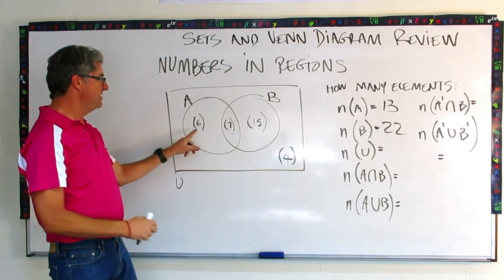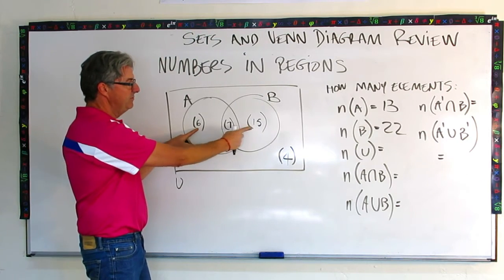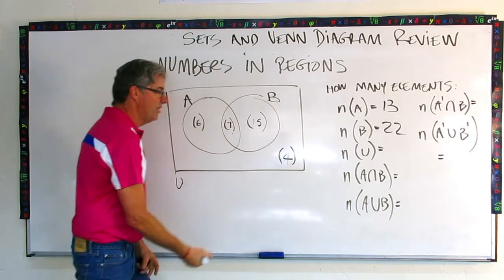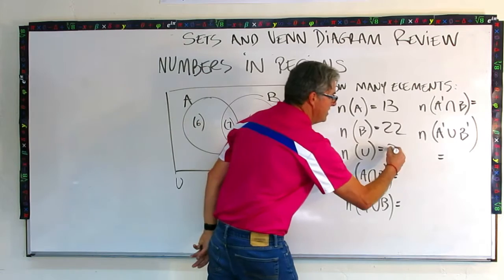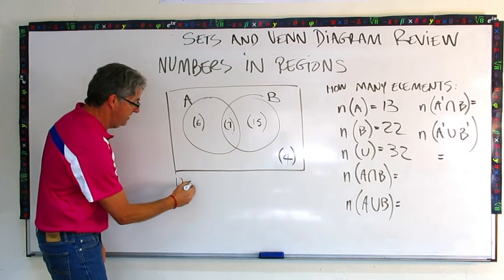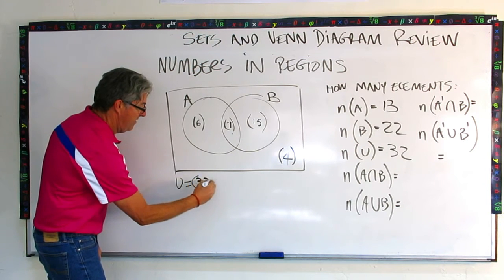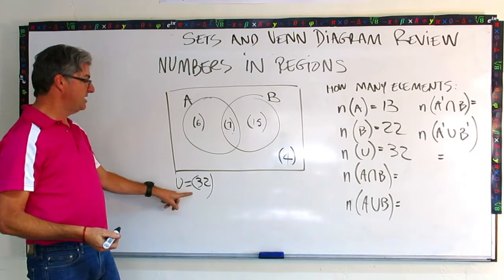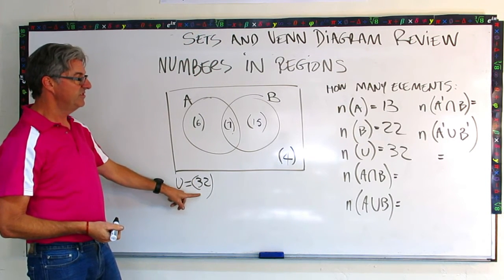So we just need to add these all up. That's 13 plus 15 is 28 plus 4 is 32. So this would be 32. And then when that's known, what I like to do is write this on my diagram. That tells us that we know how many elements are in the universal set.